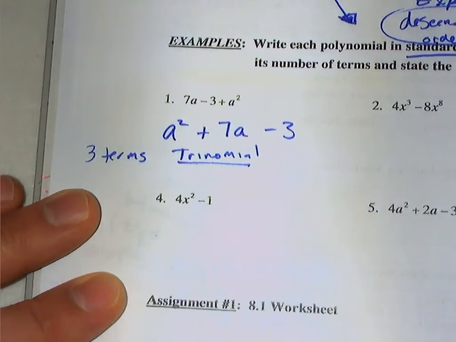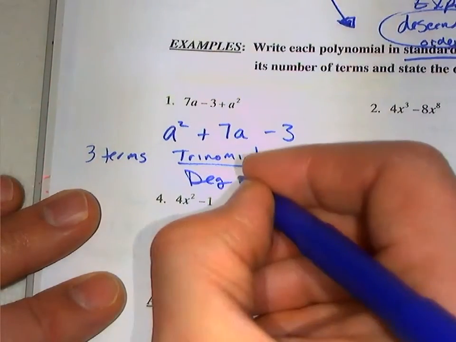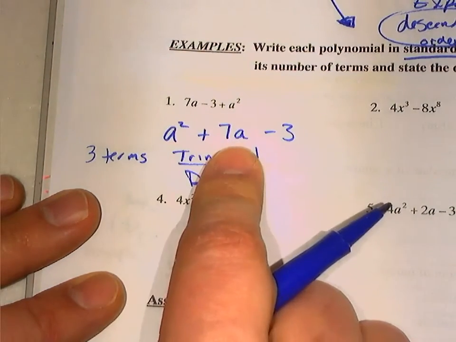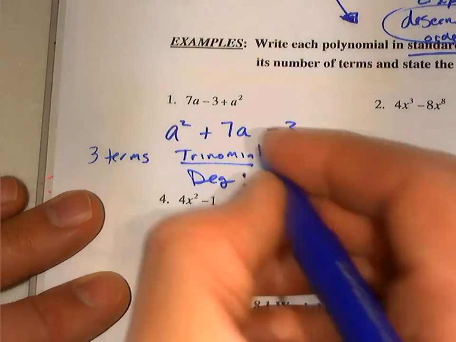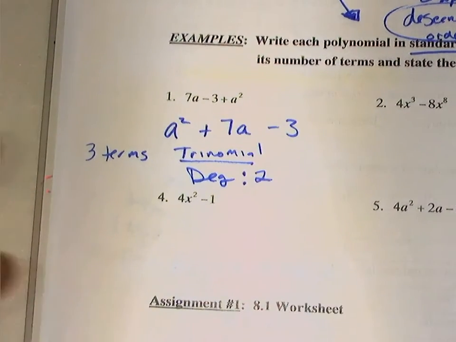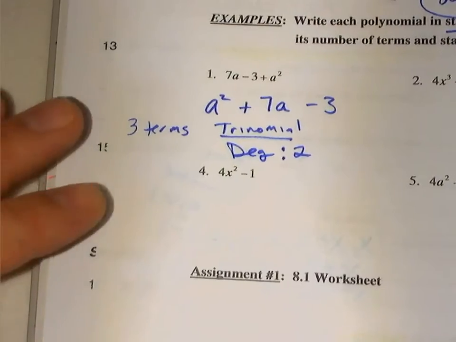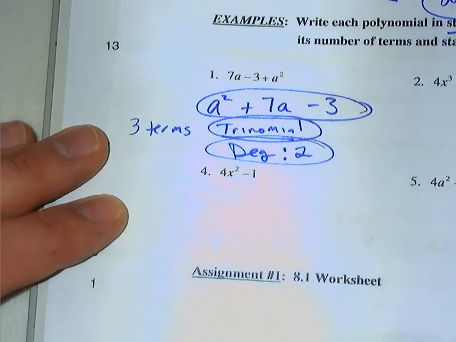Boom. Degree. Look at the degree of this guy. I got a squared, 7a to the first, and no a. What's the largest exponent? Okay? 2. We call this degree 2. Eventually in pre-calculus and calculus, we call this a quadratic, or something to the second power. And eventually that makes a fancy graph called a parabola. We're not quite there yet. So this is written in descending order. This is called a trinomial, and we have degree 2.